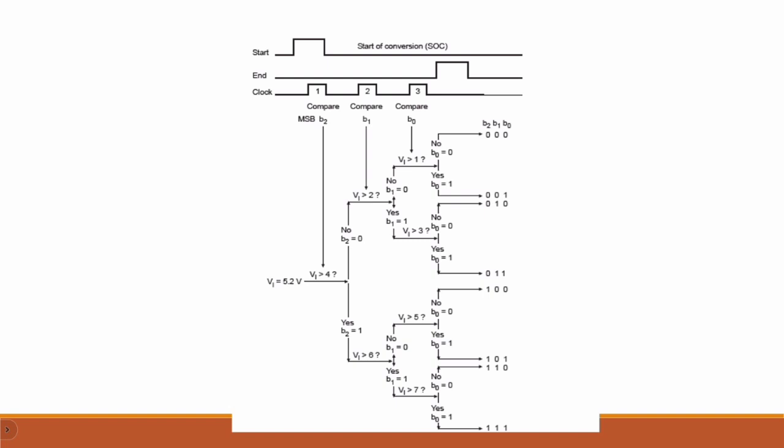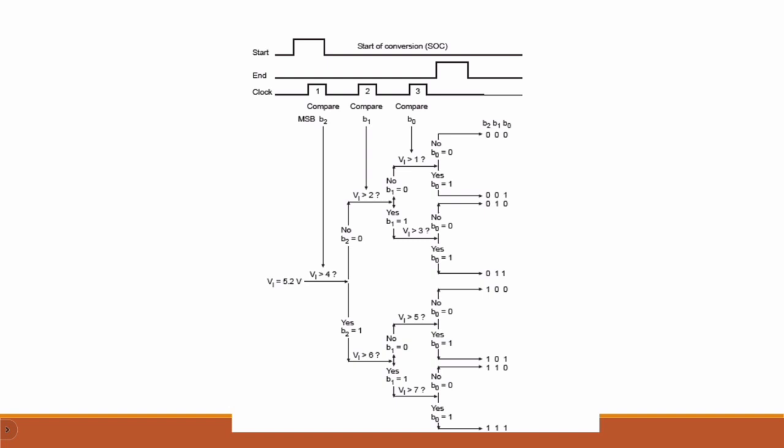So now the B2 bit will be converted into the 1 bit. In the second condition, we have to check whether 5.2 is greater than 6 or less than 6. Now 5.2 is less than 6. We have to move to the no condition by making the B1 bit as 0. Now the value stored in the register is 5, that is 101.